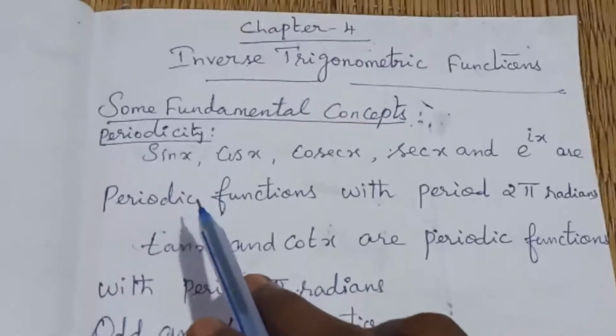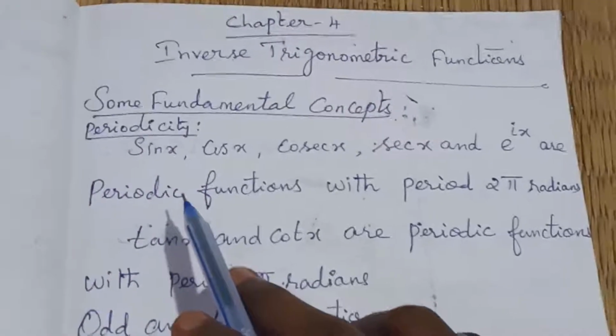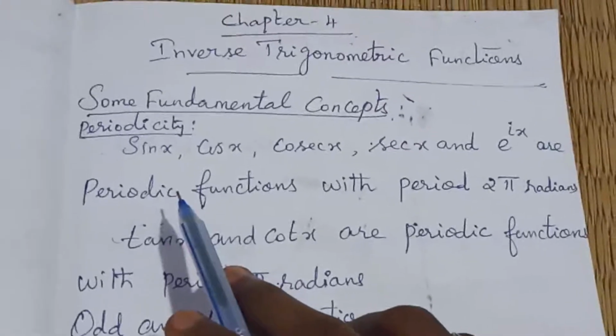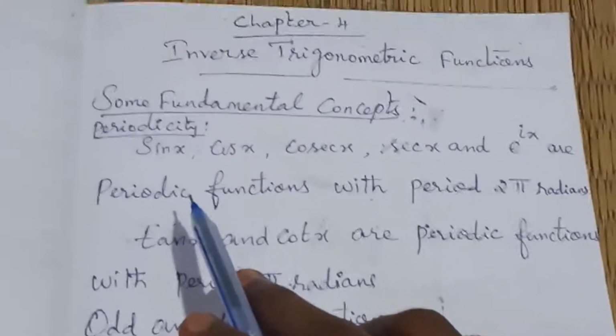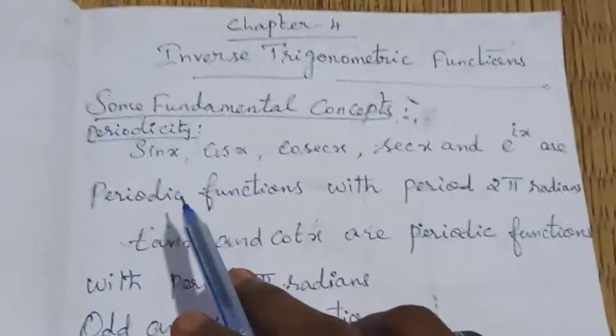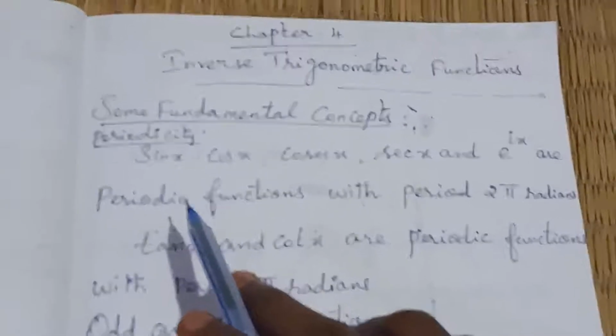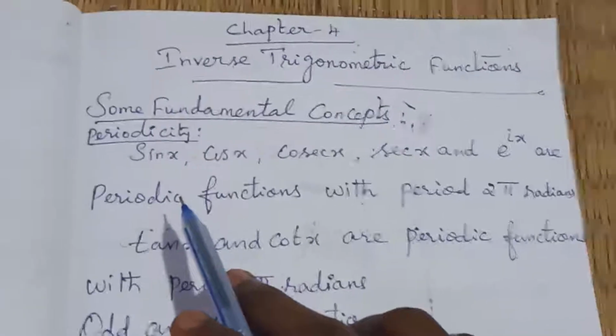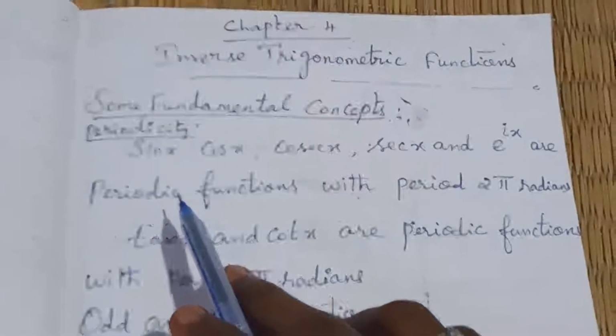See, there are so many trigonometric functions here: sine, cos, tan, secant, cosecant, cot. So those are trigonometric functions. So what is the period of sine? What is the period of cos? What is the period of secant? That is what we will study.